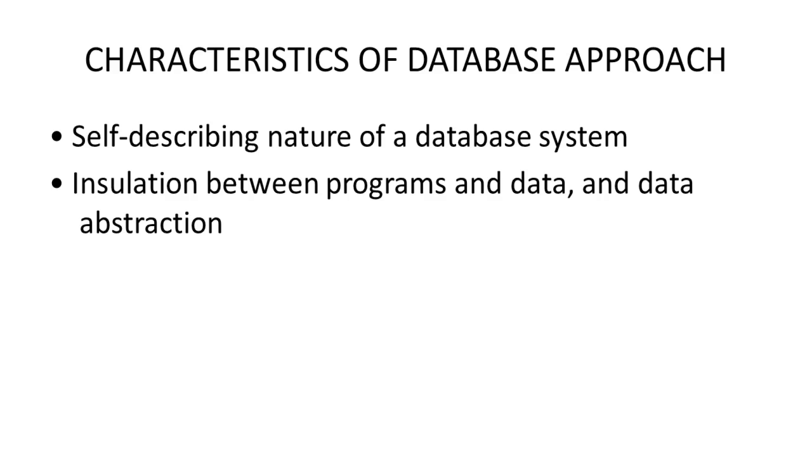For example, the user may see how the data is organized, but the database system won't show the internal storage structure of the data to the user. That is data abstraction. It shows only the required information and hides the unwanted information.